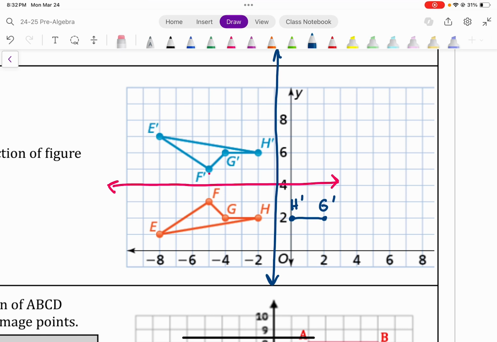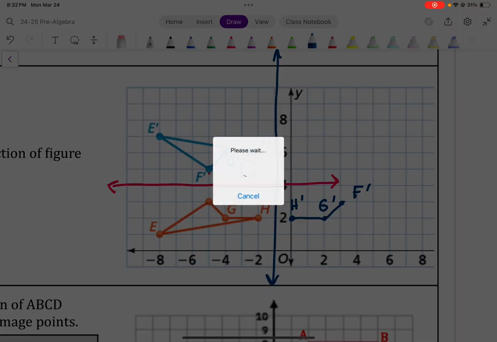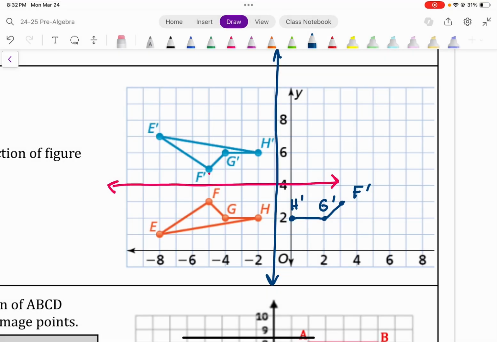F is 1, 2, 3, 4 to the left. So 1, 2, 3, 4. And let's see, E from that blue line of reflection, E is 1, 2, 3, 4, 5, 6, 7 to the left. So from my line of reflection, 1, 2, 3, 4, 5, 6, 7.